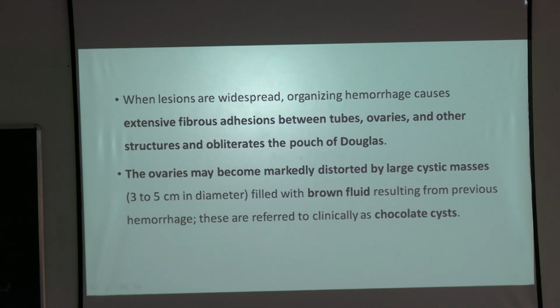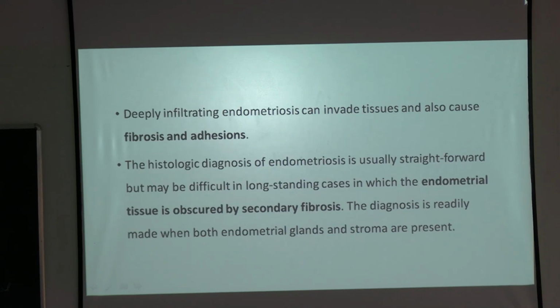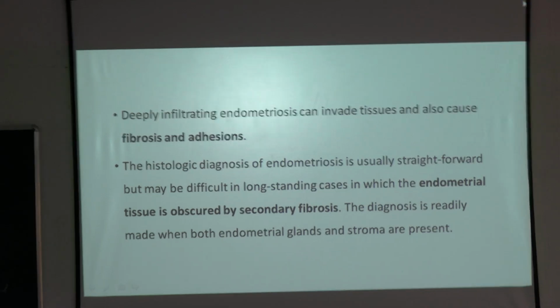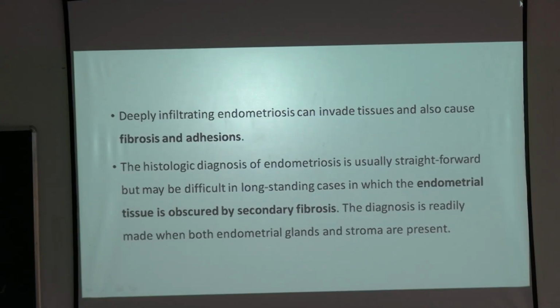Ovary may become markedly distorted by large cystic mass filled with brown fluid. Due to brown fluid, এখানে বলা হয় chocolate cyst. And the main pathogenesis is due to fibrosis and adhesion. The histologic diagnosis by endometrial tissue, presence of endometrial tissue means endometrial glands and stroma outside the uterus.